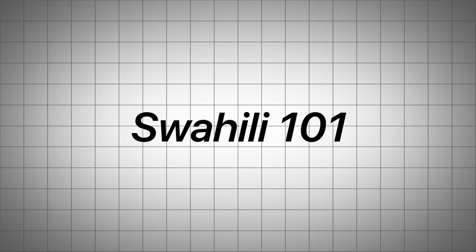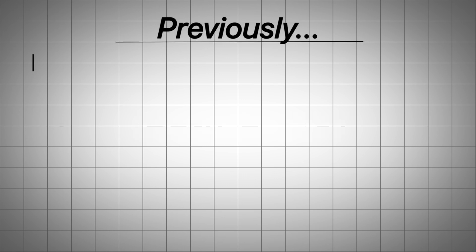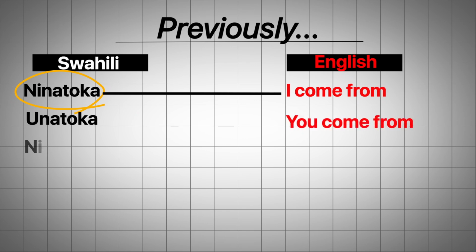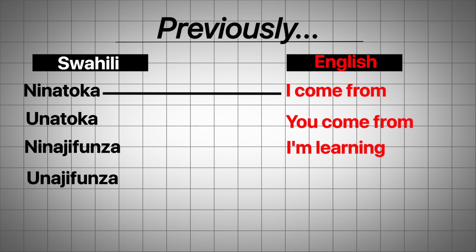In our last lesson, we learned how to talk about things we are doing right now using the present tense. And we talked about things like Ninatoka, which means I come from. Unatoka, which means you come from. Ninajifunza, which means I am learning. And unajifunza, which means you are learning.